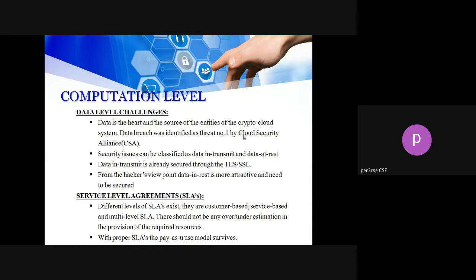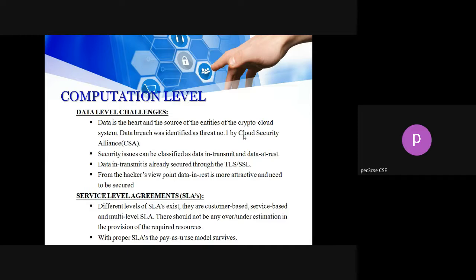There are two types of data we can explore. Data in transmission, by default, uses secured protocols like TLS or SSL. They are always there. So we have to concentrate more on data at rest. Data that is deployed on the cloud is at rest, and that data needs to be secured more compared to data in transmission.